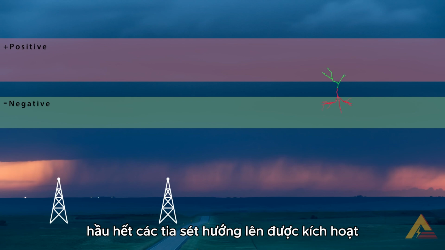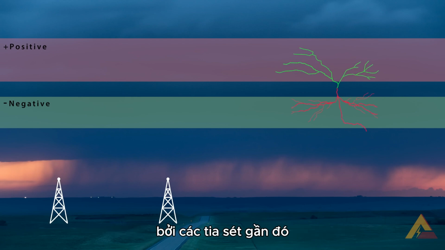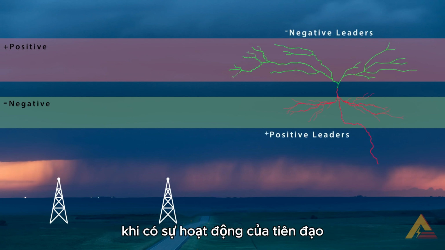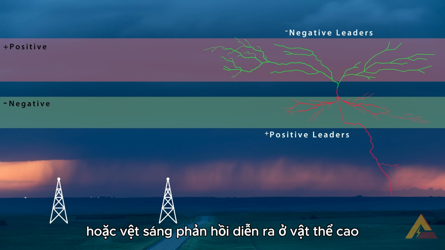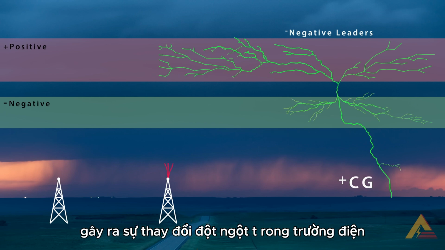Almost all upward moving flashes are triggered by a nearby lightning flash, either when leader activity or a return stroke occurs close enough to the tall object, causing an abrupt change in the electric field.